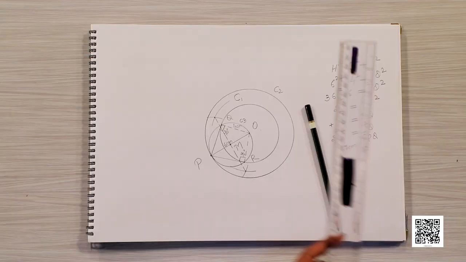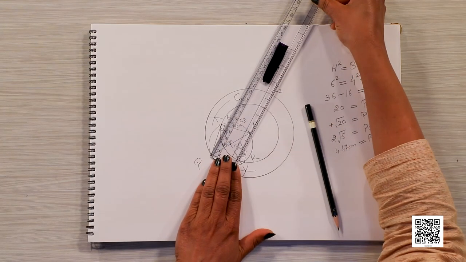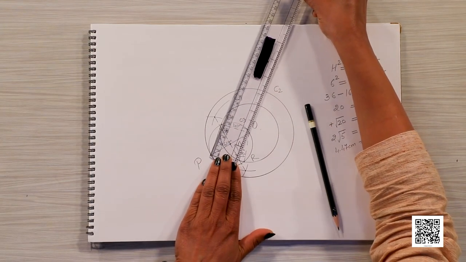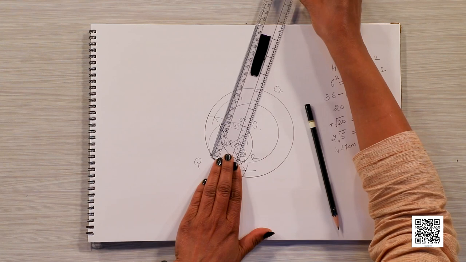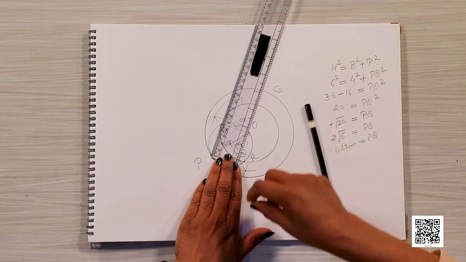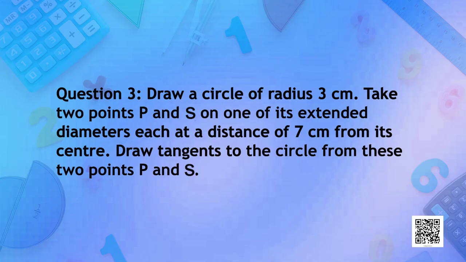So, the length turns out to be 4.47 centimeters. Let me measure the length. So, you can see students, this is 4.47 approximately. So, you can measure the length and calculate it as well. Students, let us have a look at one more question.